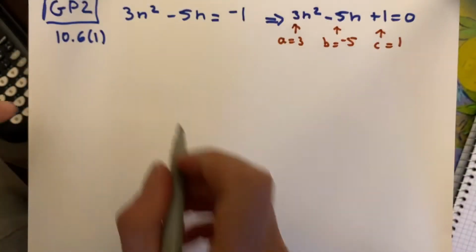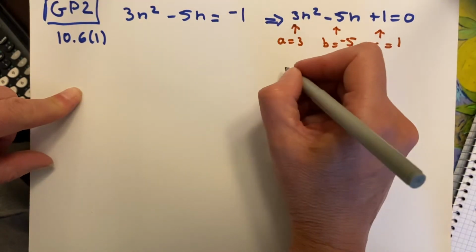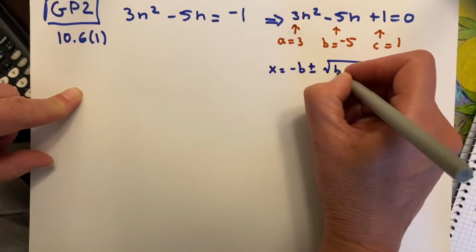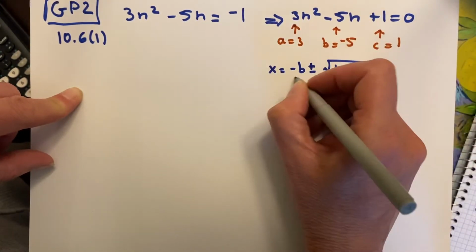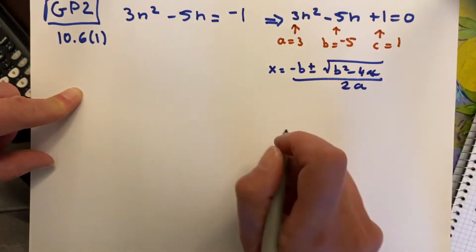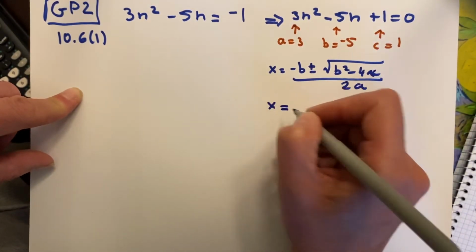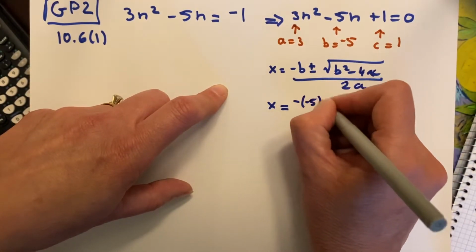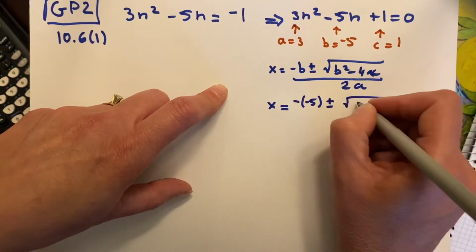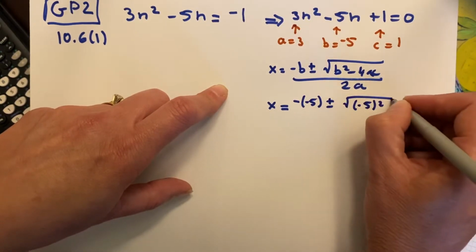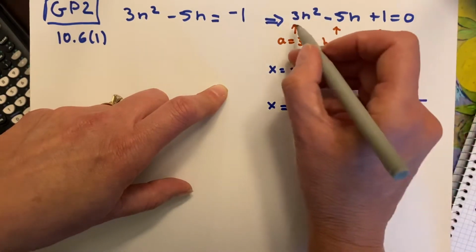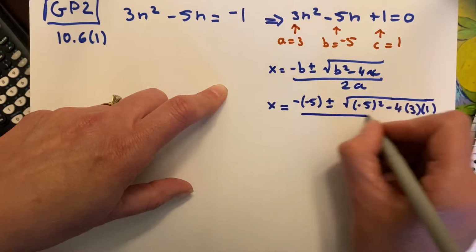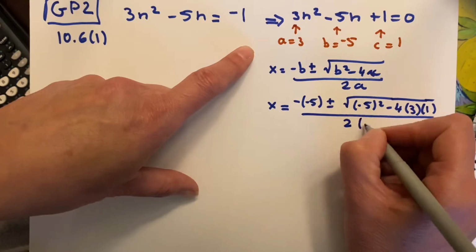I'm going to write down my quadratic formula, which is x equals -b plus or minus the square root of b squared minus 4ac over 2a. And I'm going to substitute in the values for a, b, and c. Negative b is going to be 5 plus or minus the square root of -5 squared minus 4 times a, which is 3, times c, which is 1, over 2 times a, which is 3.